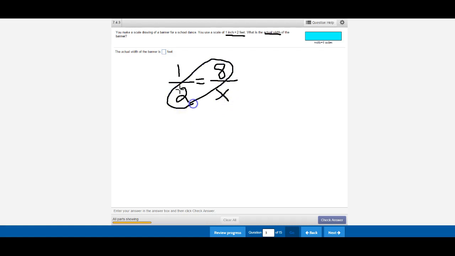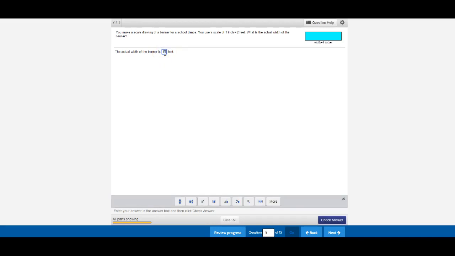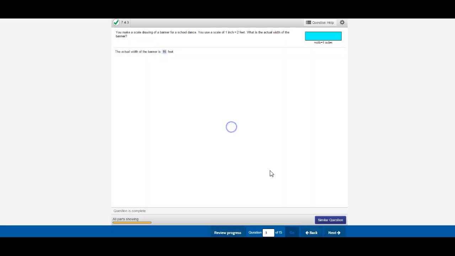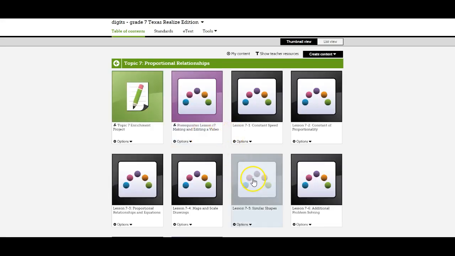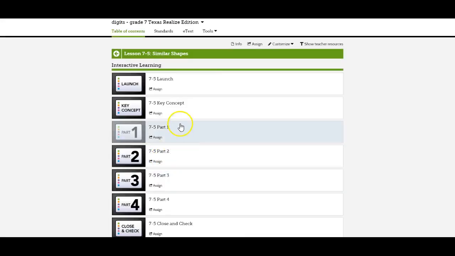So I do my baseball bat, I multiply those, and I divide by 1. So 2 times 8 should be 16. And there it is again. So here they're just giving you your scale, and you're just going to be solving for that. The next thing that I want to look at though is I want to go back and look at similar figures, similar shapes real quick.